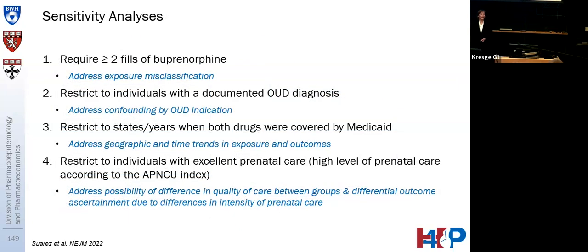As we said in the beginning, while these data sources have a lot of strength, they also have relative weaknesses. So what we tend to do is go through a large number of sensitivity analyses to test the robustness of the findings. And I just wanted to give you an example of a couple of the sensitivity analyses that were done in the context of this study.